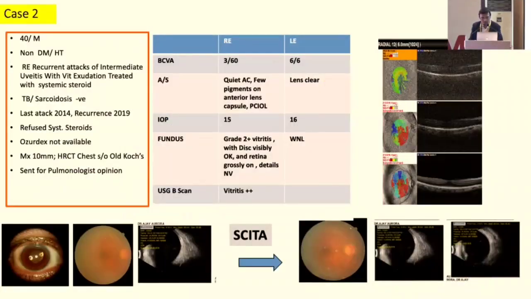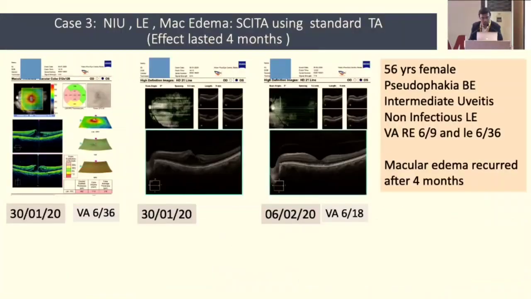This is a patient who had uveitis and had received systemic steroids. He came to me, and this time he did not wish to have systemic steroids, or he did not wish to have Ozurdex. So we gave him suprachoroidal triamcinolone, and it again worked. So this is an interesting case of non-infectious uveitis, whom I have now followed for almost 3.5-4 years.